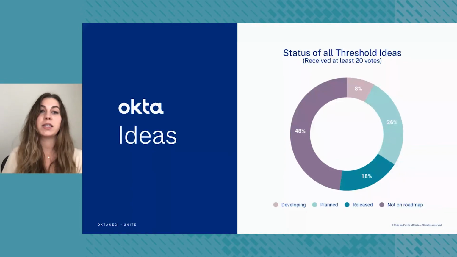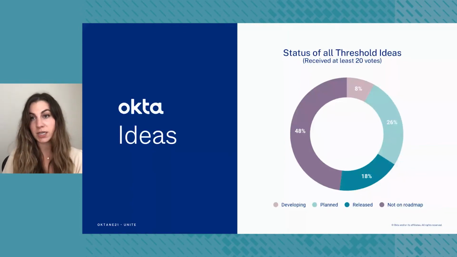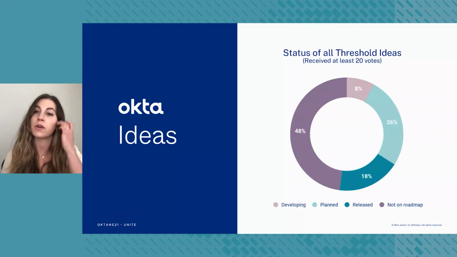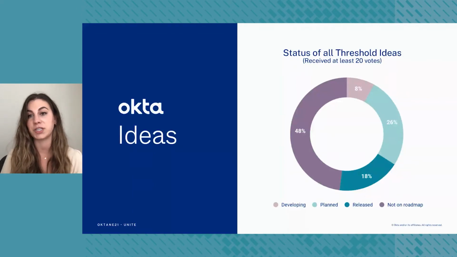So I wanted to highlight the status of all of the threshold ideas. And what we mean by threshold ideas, for those of you who are newer to the tool, is 20 votes. So when we launched Okta Ideas last year, we included a 20 vote threshold to set expectations around which ideas would get a guaranteed response from the product team. Because before, everyone's submitting, everyone's voting, they don't really have an idea about what realistically is going to get a response. So that's why we put this in place. We really wanted to set expectations around what you're going to hear back from.